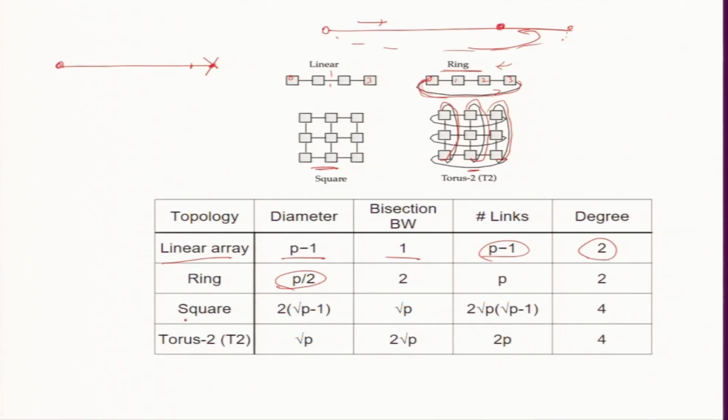Okay. The degree, for example, for square is 4, right. There are 4 links from each node, and for torus also it is 4. The diameter has reduced, it was 2 times square root p minus 1, now it is square root p. P is the number of nodes. Okay. So, here there are 9 of them. Now, cross sectional bandwidth.